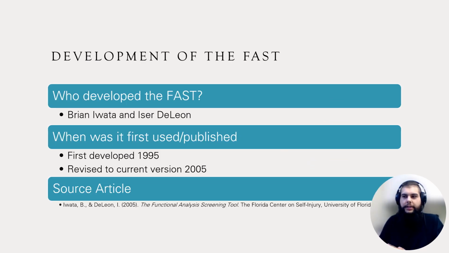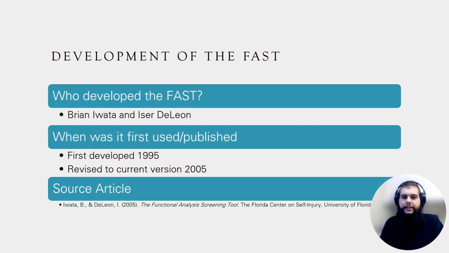Alright, so the history and development of the FAST. The Functional Assessment Screening Tool was first developed at the University of Florida by renowned applied behavior analyst Brian Iwata and Isser DeLeon to go hand in hand with their functional analysis procedures. The idea here was to create their own indirect assessment tool that would better merge with their new experimental assessment, the functional analysis. It was originally created in 1995, however, the scale underwent many changes and revisions before being re-released in 2005 as the current version.